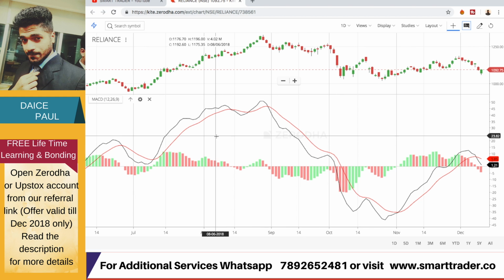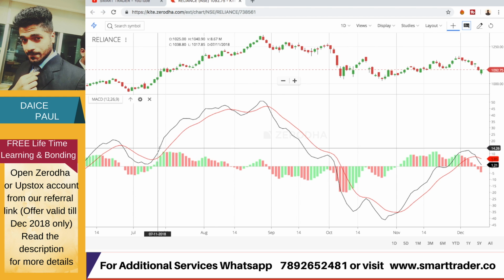Now I'll show you this in a more practical way. If you see, this was the chart which I was trying to show you. So when the stock crossed above the MACD line, the black line crossed above, it's a buy trend over here.